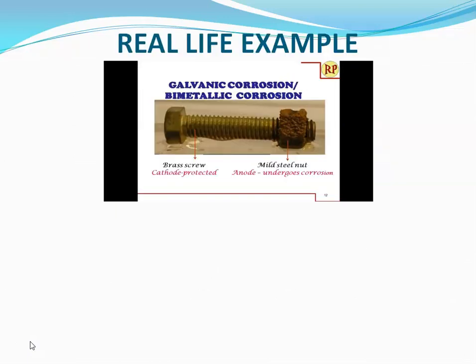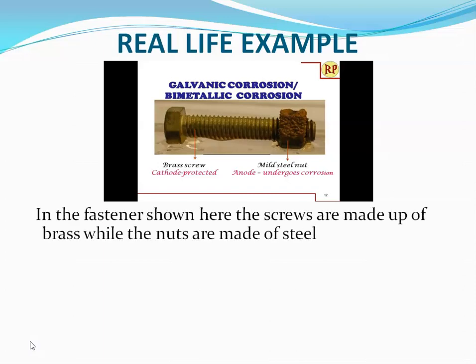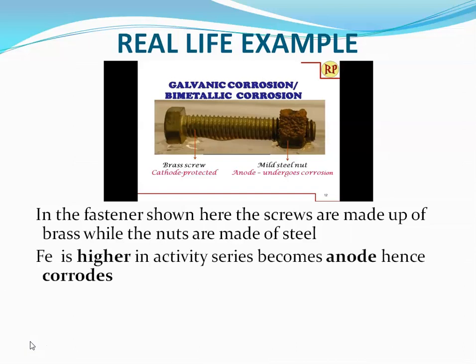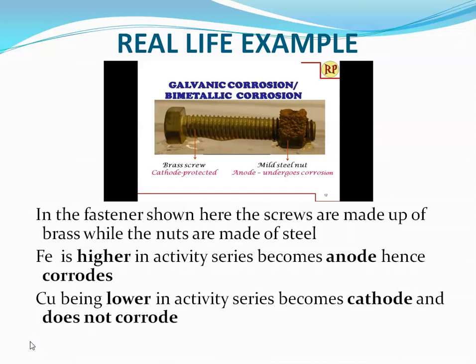Now we will have a real life example. Here you have a fastener. The screws are made up of brass while the nuts are made up of steel. So it is a combination of iron and copper. Iron is higher in the activity series and therefore it becomes the anode and gets corroded, while copper, which is lower in the activity series, becomes the cathode and does not get corroded. What we find in this fastener is that after some time, the mild steel nut undergoes corrosion, while the brass screws remain as such.